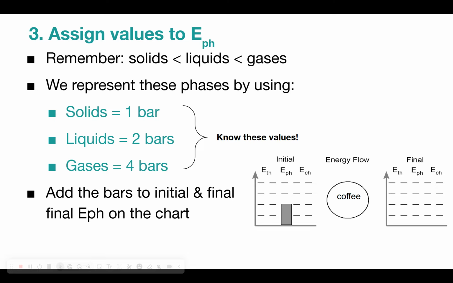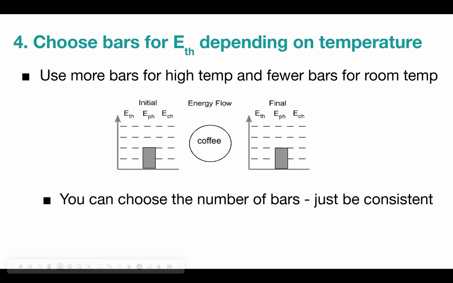So because we're starting with the liquid, we're going to put 2 bars of energy in the initial, and we're ending with liquid. So we'll end with 2 bars. So that was easy. Now we're going to choose our bars for thermal energy depending on the temperature. Now on the thermal energy, you really have some leeway here. In general, use more bars for high temperature and fewer bars for room temperature or cooler temperatures. You can choose a number of bars, just be consistent, clear, and logical.